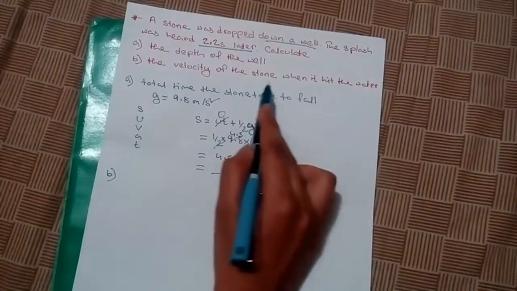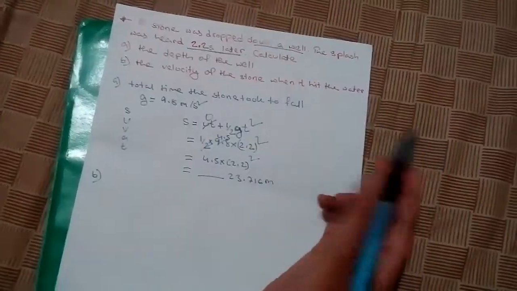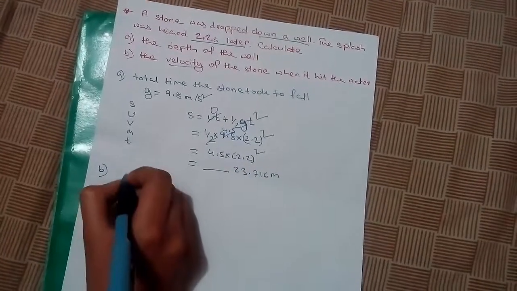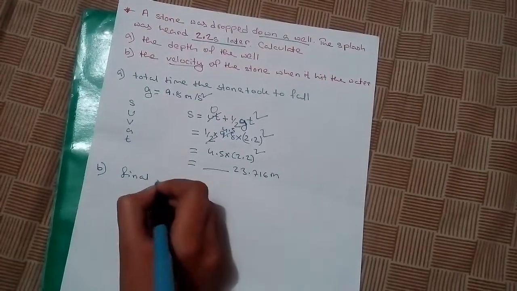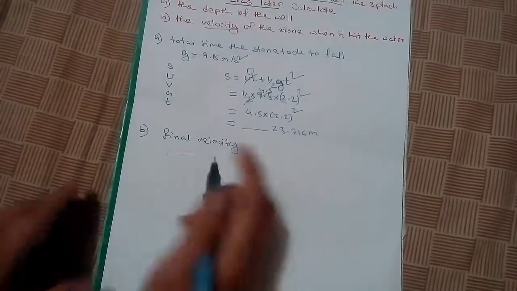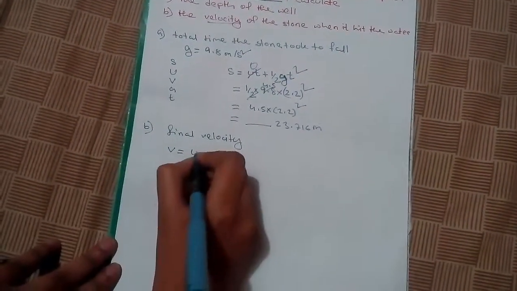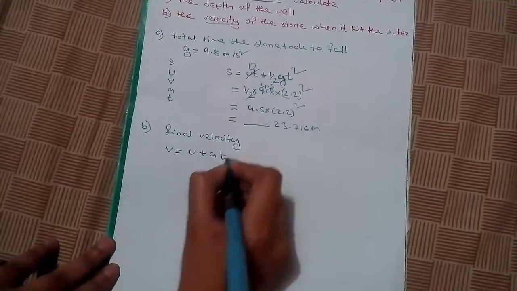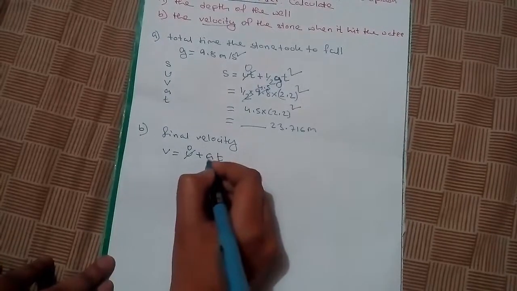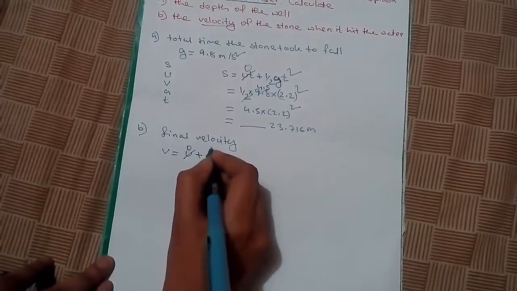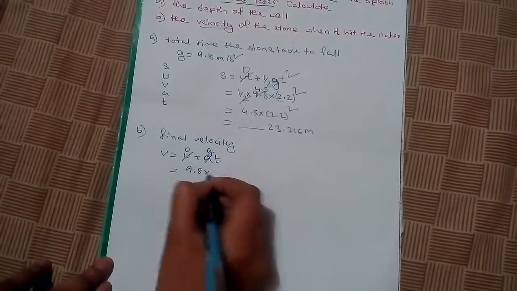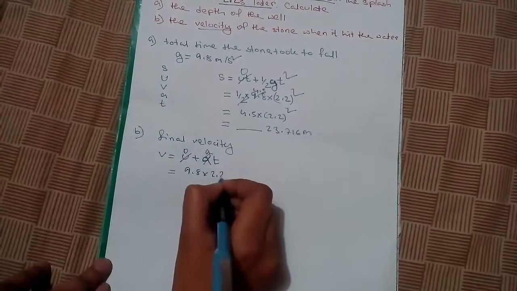Second one, the velocity of the stone when it hits the water. Which velocity? এটা হচ্ছে final velocity. Final velocity equation টা কি ছিল? V is equals to u plus at. U in this case is 0, and a here is the acceleration due to gravity, which is g. G এর ভ্যালু আমরা জানি 9.8, and t এর ভ্যালুটা কি 2.2.